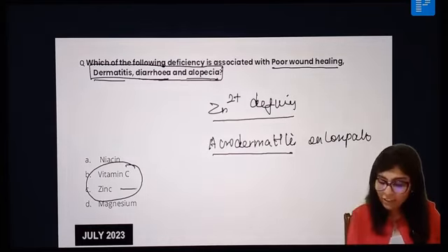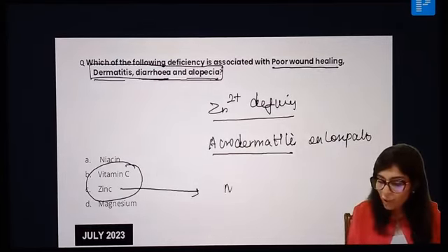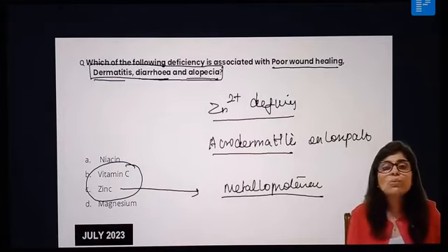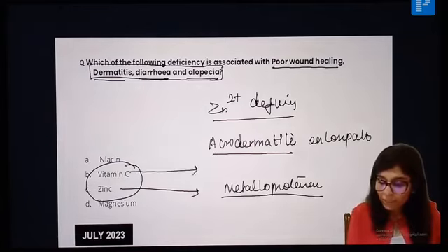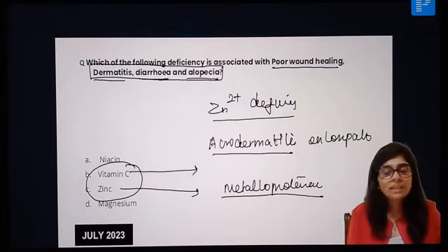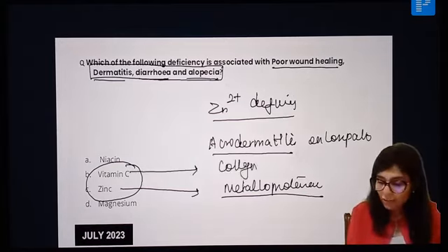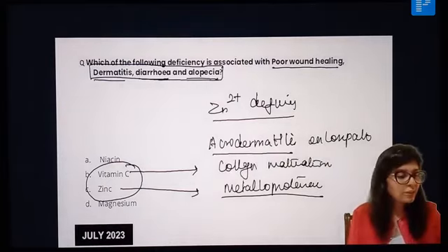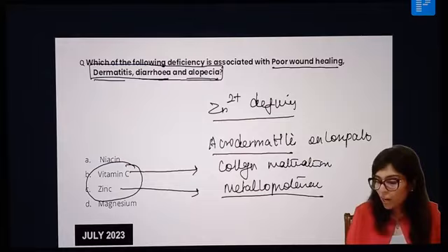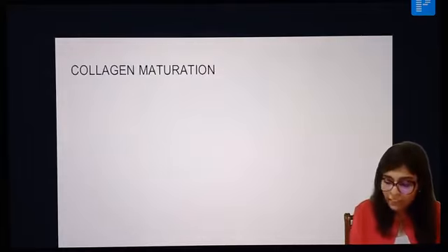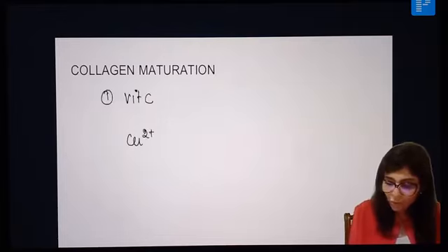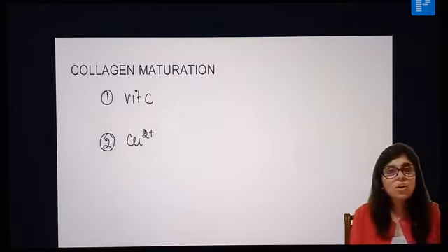And why does zinc deficiency cause poor wound healing? Because zinc is necessary for metalloproteinases, and these metalloproteinases are necessary for wound healing. But why should vitamin C deficiency cause poor wound healing? Because vitamin C is necessary for collagen maturation. Do you understand this? So about collagen maturation, please remember we need vitamin C and copper. For collagen maturation, you need vitamin C and copper.